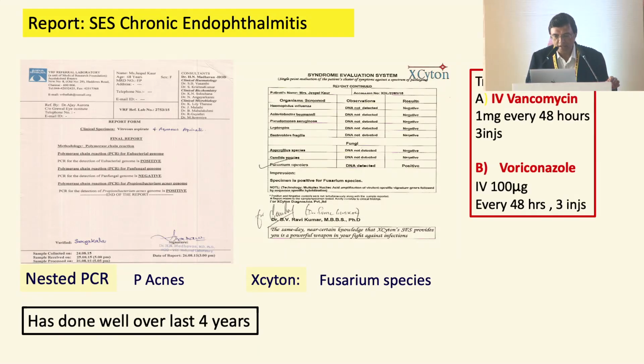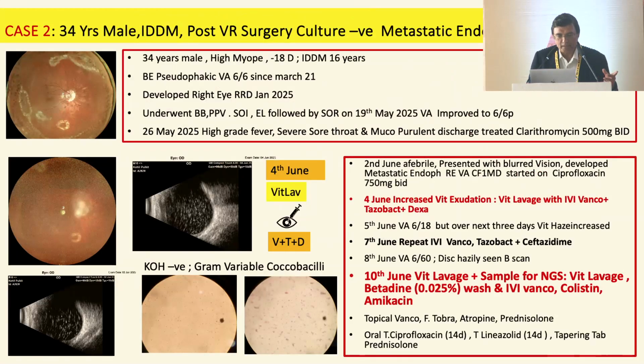We treated with vancomycin as well as voriconazole, both intravitreal as well as oral voriconazole, and I last communicated with her till about COVID, and we probably lost her in COVID, and she was doing well for almost 4 to 5 years. So what happened, I don't know.